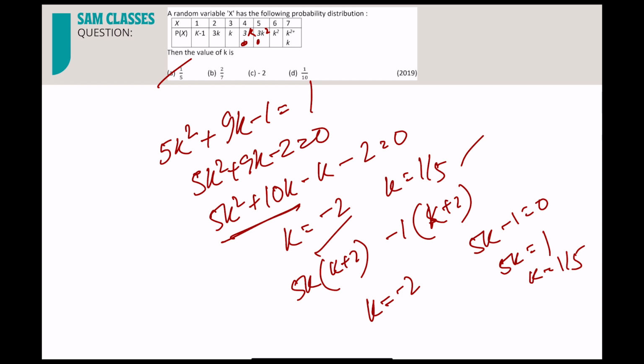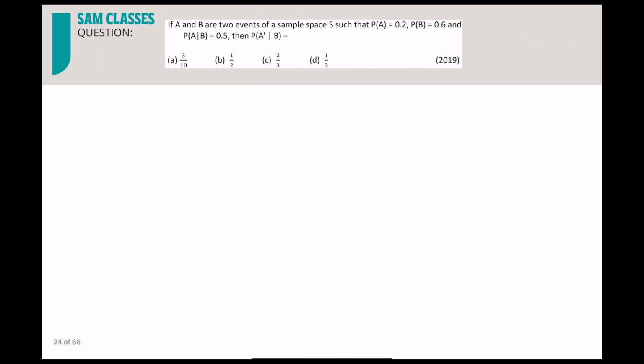Now we have the value 1 by 5, and we also have the value minus 2. Can a probability be negative? So this is not possible. Don't put this as an answer also. A lot of people put this also. Don't do that. We don't have negative probability.